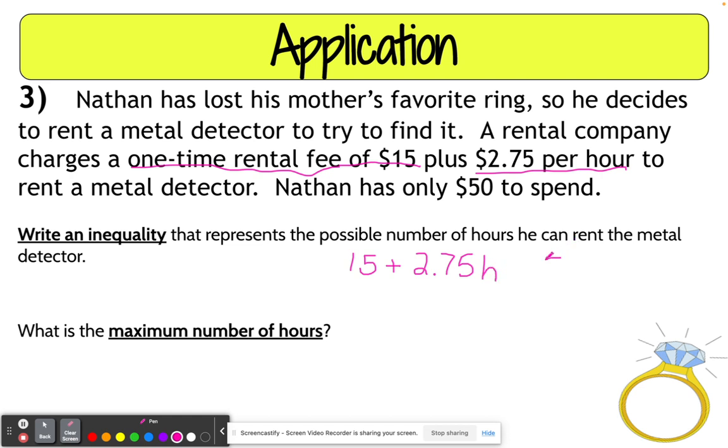He has $50 to spend. So my inequality, he can't spend more than $50. He has to spend less than, but he could spend exactly $50. So just like any inequality, I'm going to draw my line down. I subtract 15 from both sides.